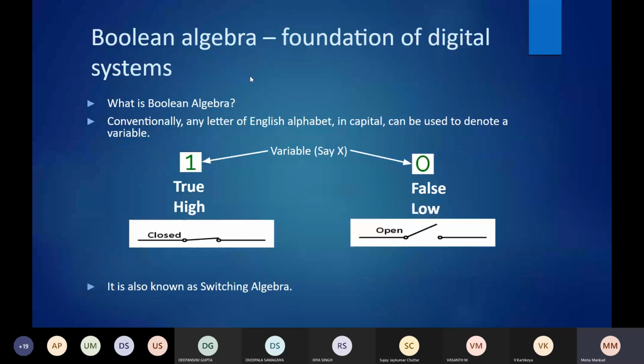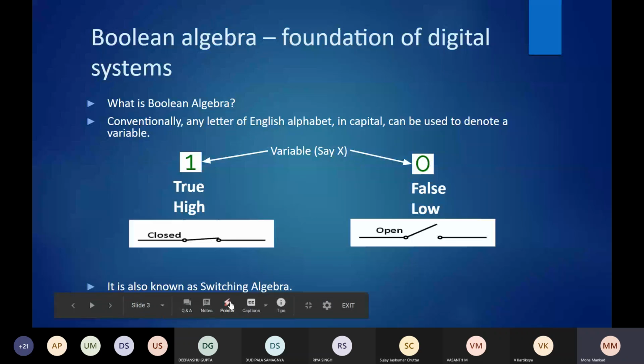So what is Boolean algebra? Boolean algebra is a branch of algebra where a function, you can say a logic expression or a function for a system, is represented by combinations of variables. Now, what is a variable? Conventionally, any capital letter of the English alphabet can be used to denote a variable. Let's assume a variable, say x. A variable in Boolean algebra can take two values: true or false, 1 or 0, high or low.